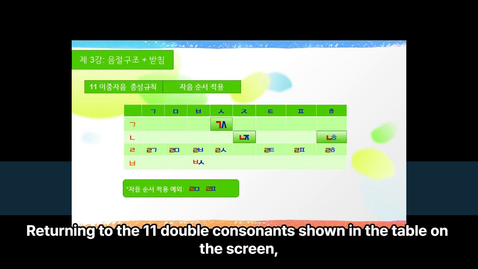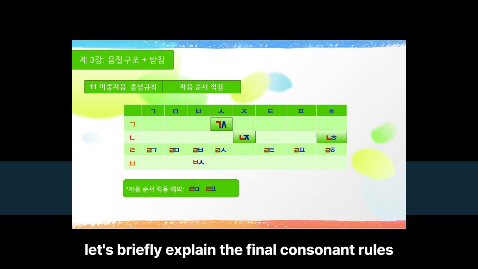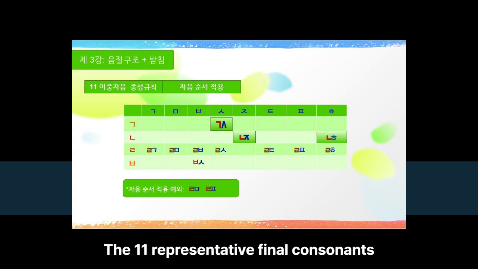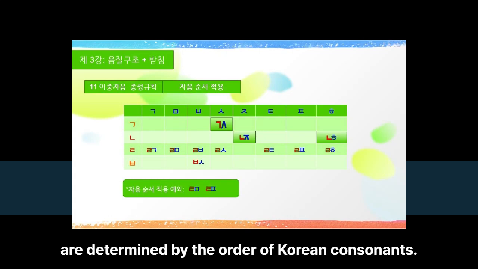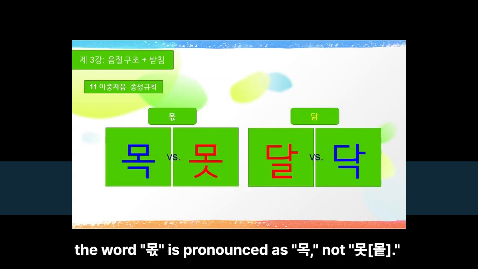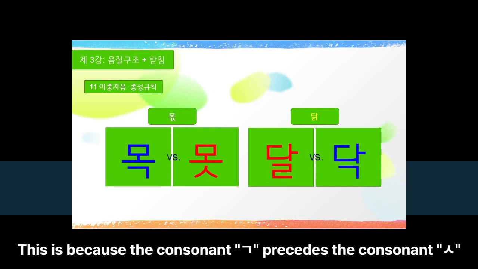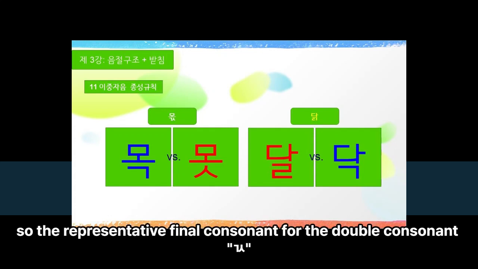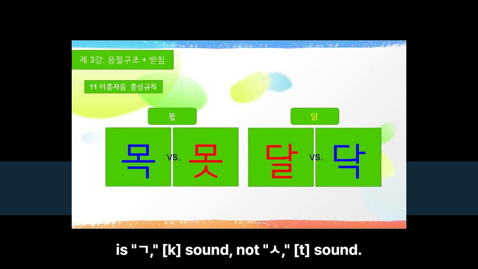Returning to the 11 double consonants shown in the table on the screen, let's briefly explain the final consonant rules that apply to these 11 double consonants. The representative final consonants are determined by the order of Korean consonants. For example, the word mok is pronounced as mok, not mot. This is because the consonant, giok, precedes the consonant, shiut, so the representative final consonant for the double consonant, giokshiut, is giok, ku sound, not shiut, tu sound.